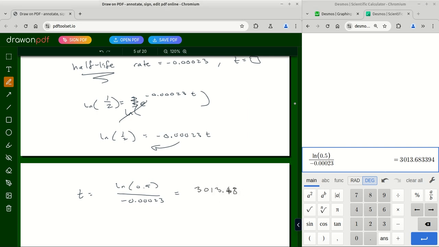3013.68. Again, they want to round to the nearest year. So there you go. I think I did this one today. I can't remember. Like earlier today. Okay. And we're done. That was the end of that section.